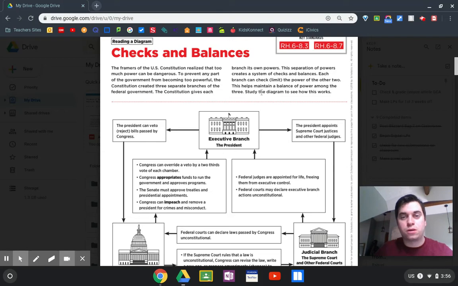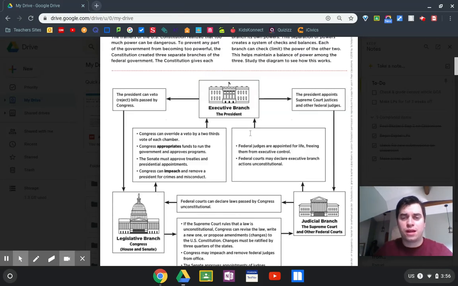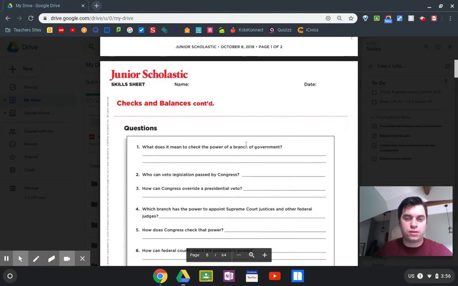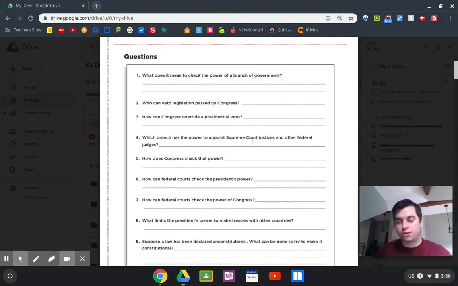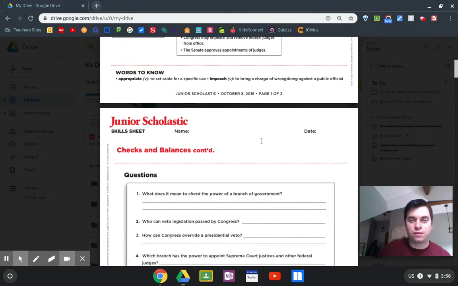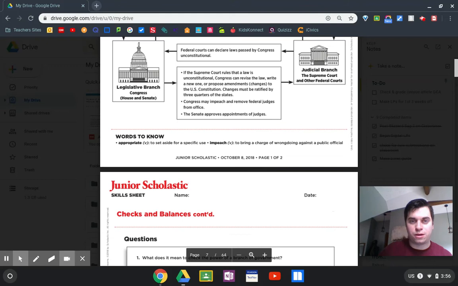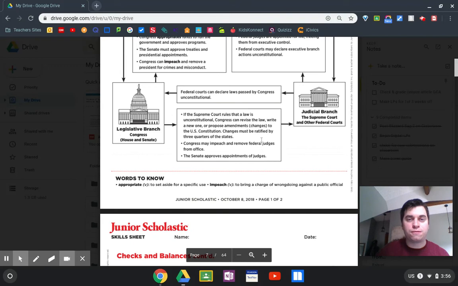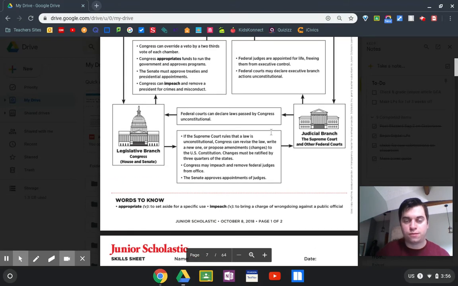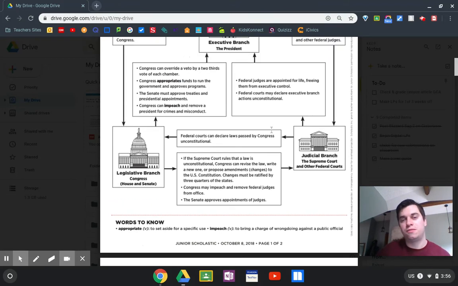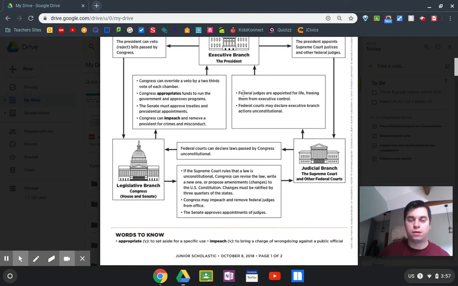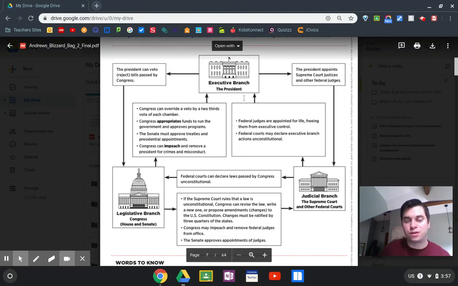Each branch can check or limit the power of the other two. This helps maintain a balance of power among the three. So it's asking us to study the diagram, see how it works, and then answer questions 1 through 10 here. A lot of these answers are going to come from understanding the little diagram here. What I told the 7th grade today and the 8th grade yesterday is to really follow the arrows. Following the arrows will help you make sense of this if you're struggling with the questions and it's just not making sense.